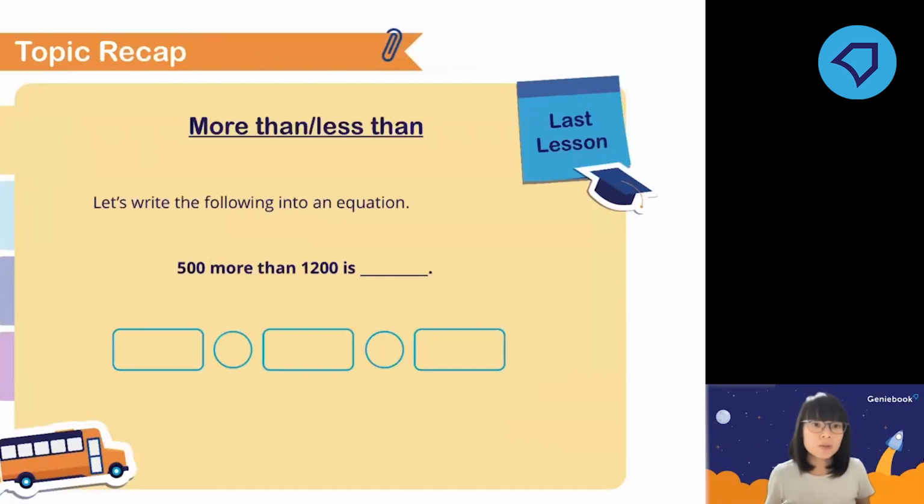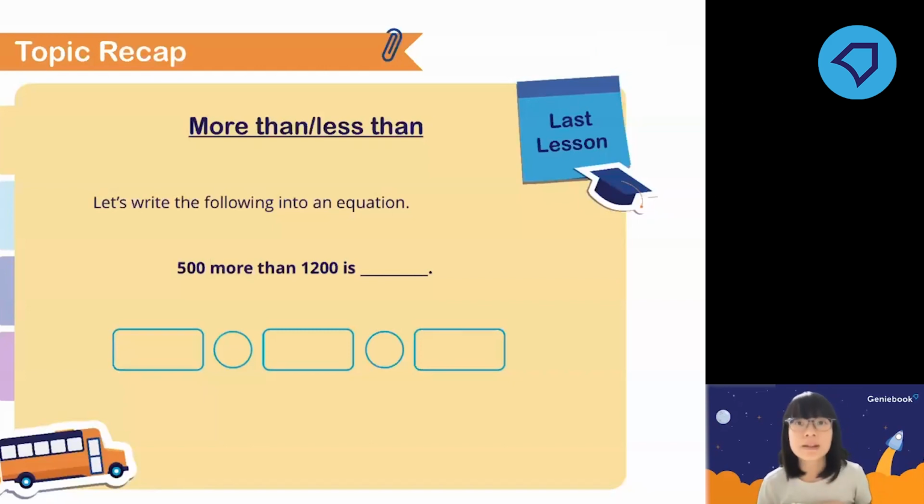So let's take a look at the following. We are going to write the following into an equation. Now, it is important to know which number you should put in the first box and which number you should put in the second box, even though in this case, either way will give you the same answer, okay? Because the next example is very, very important. So let's take a look over here. 500 more than 1,200 is blank.